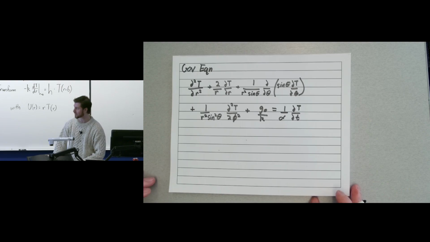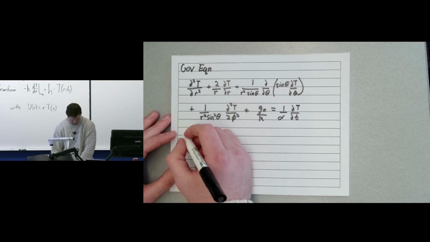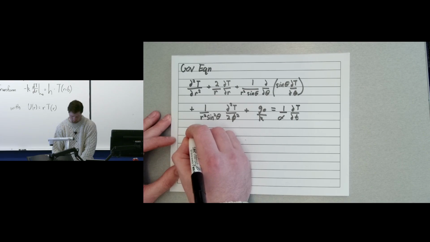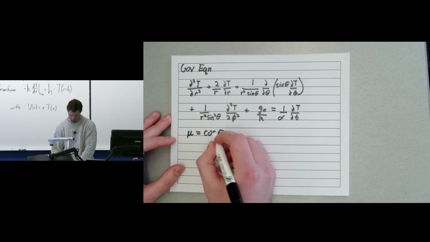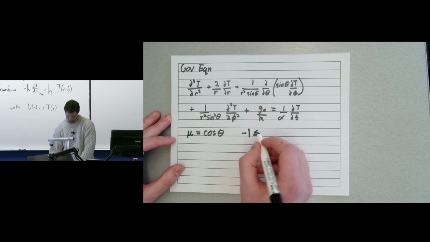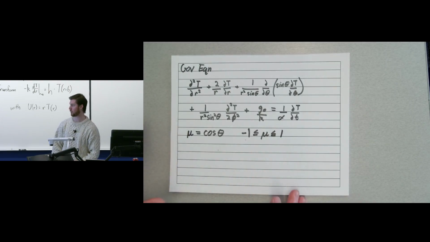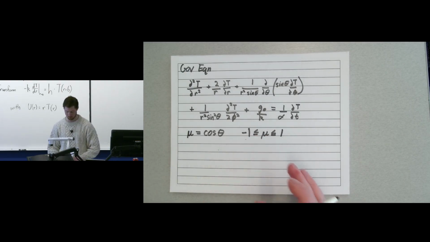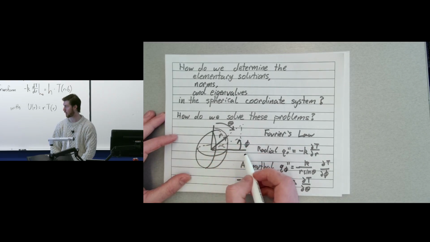I'm just waiting to make sure your pen stopped writing. All right. This equation is not very easily separated or easy to work with when we're trying to solve problems. So we're going to make a couple substitutions. Our first is that we're going to say mu is equal to the cosine of theta, which is bounded from -1 up to +1. What this is doing is mapping theta, which is our zenith direction, from 0 down to pi.